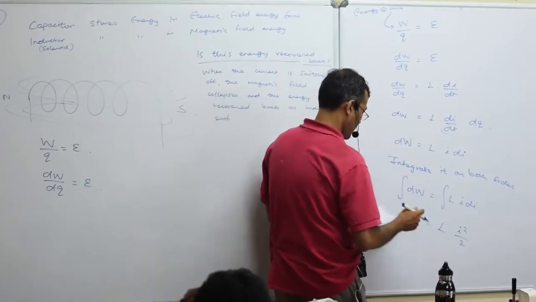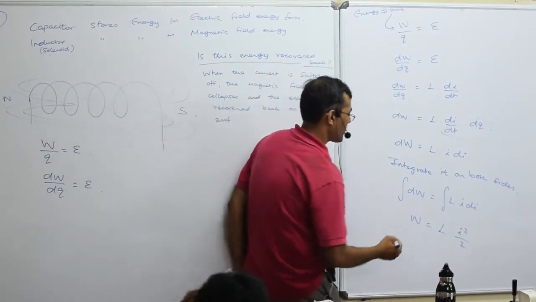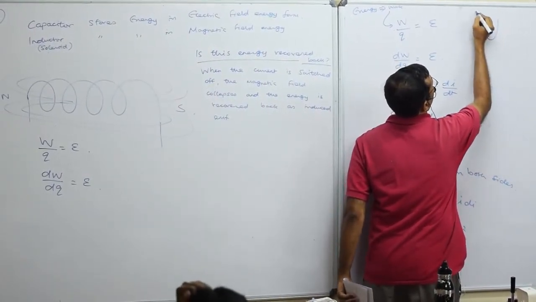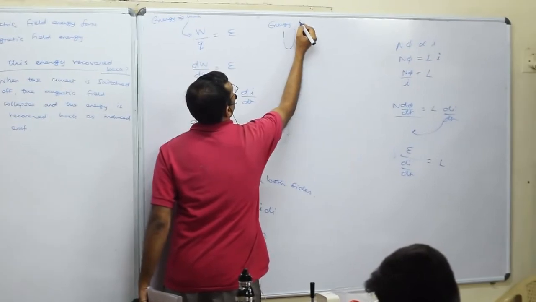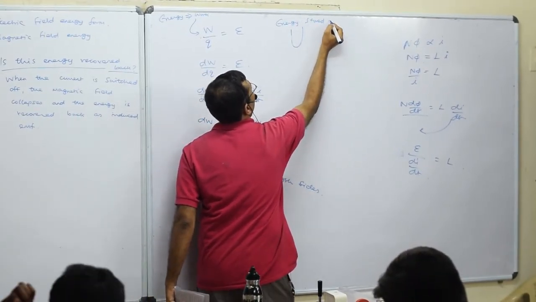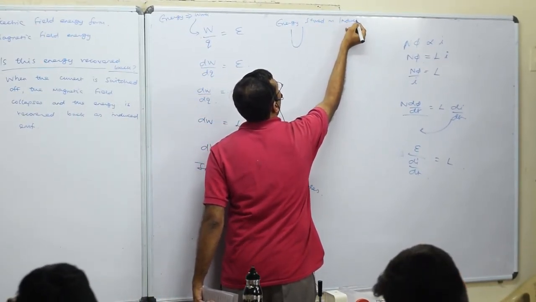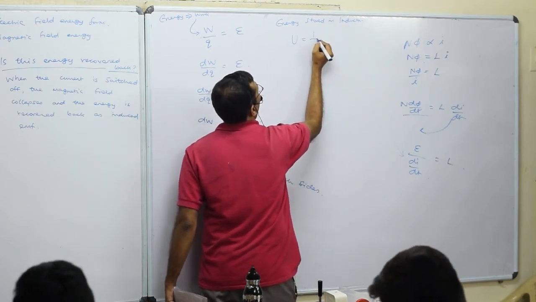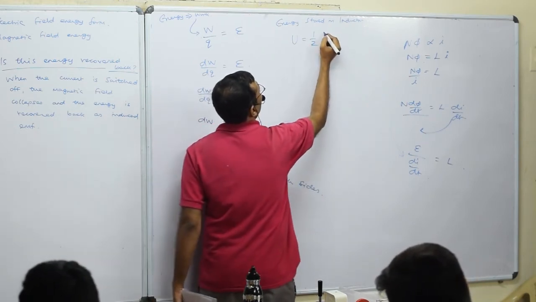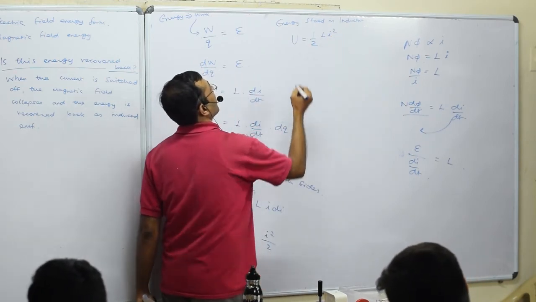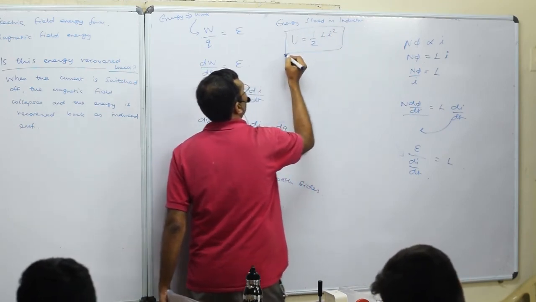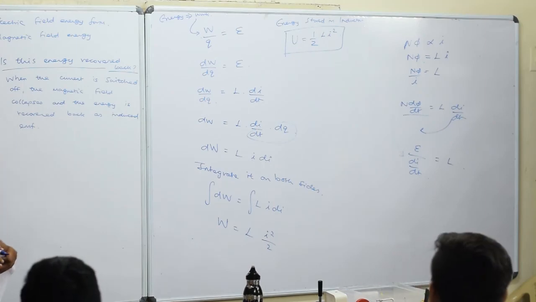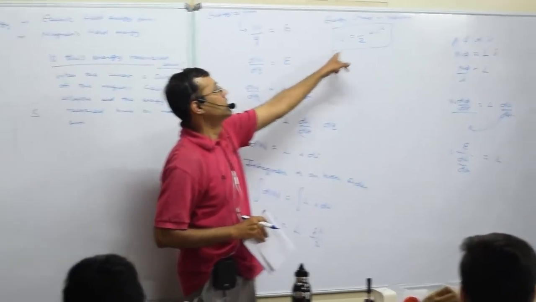So that means energy is, sometimes instead of W we use the letter U. So I can write U as energy, the energy stored in the inductor. U is equal to half L i squared. I told you work and energy are almost the same, so instead of writing it as W, we write it as U, which is your energy.